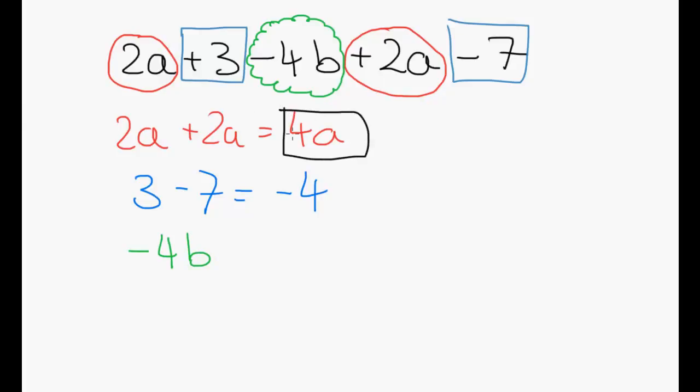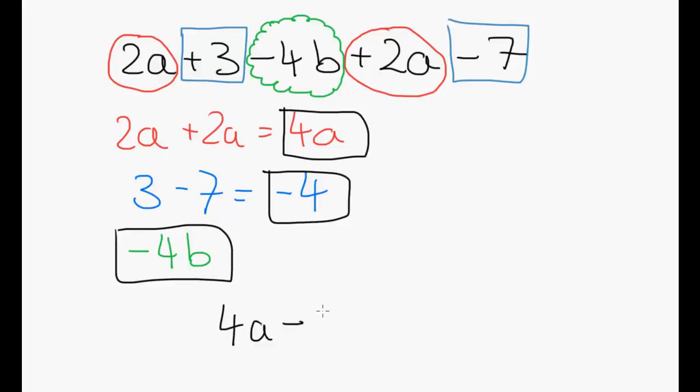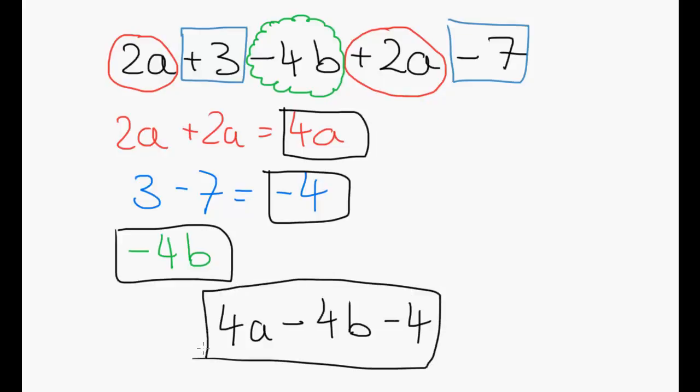So what do we do now? Well, once you have simplified all your like terms, just simply write them in one line: 4a minus 4b, and then minus 4. And this would be the final answer, simplified to its simplest form. And that concludes how you identify like terms and how you combine like terms.